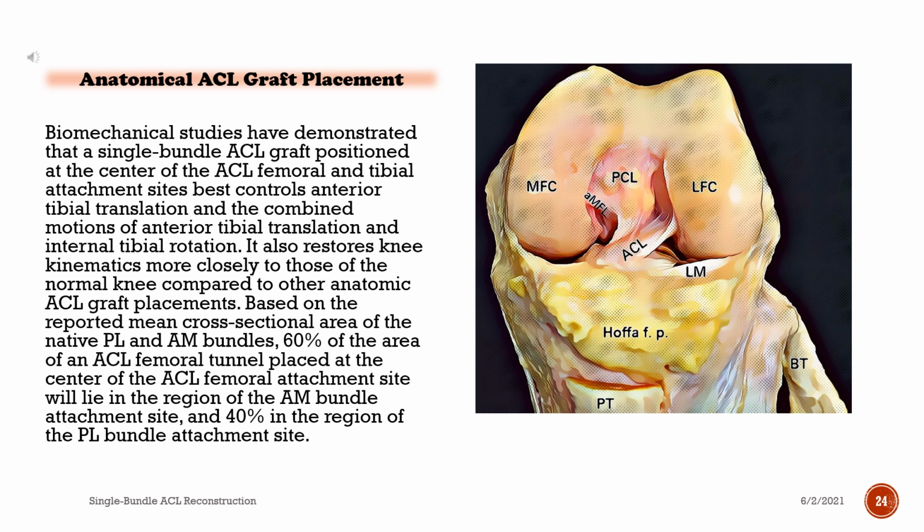Based on the reported mean cross-sectional area of the native PL and AM bundles, 60% of the area of an ACL femoral tunnel placed at the center of the ACL femoral attachment site will lie in the region of the AM bundle attachment site, and 40% in the region of the PL bundle attachment site.